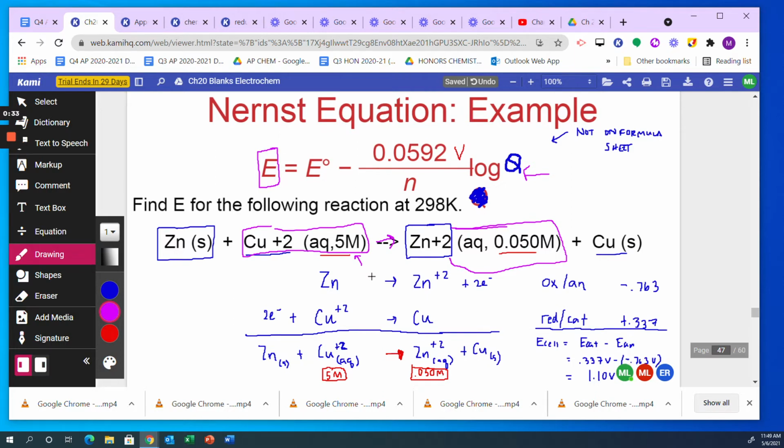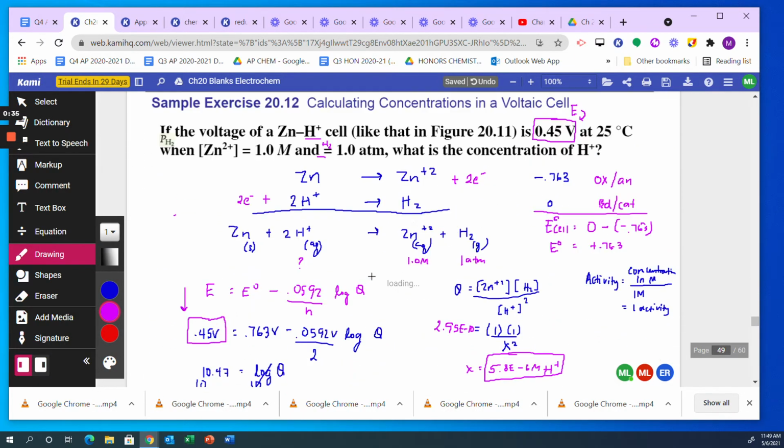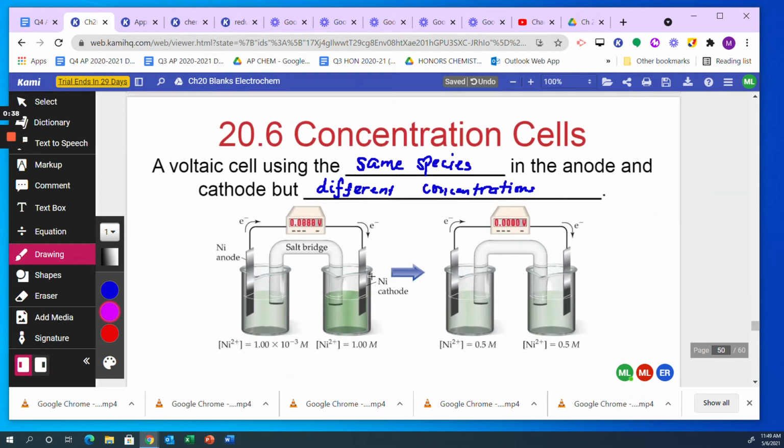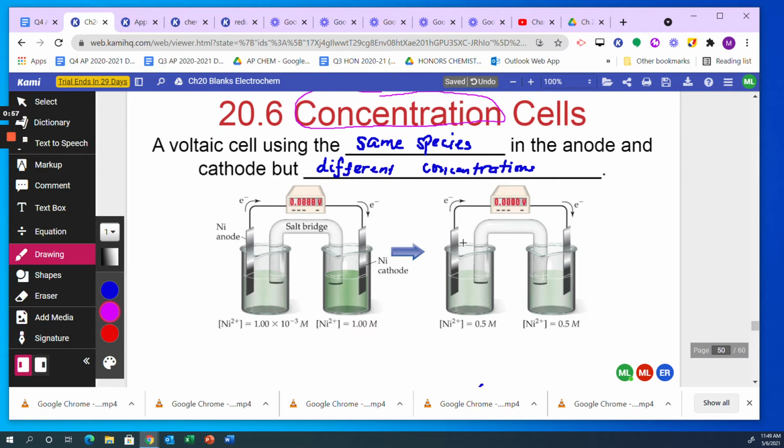Now we have something called a concentration cell, and that's what we will be covering today. In a concentration cell, they use concentration or molarity. Specifically, they use a lot of molarity in the reactants and very little in the products. But in the concentration cell, we have the same species. For example, looking at this solution right here, this is nickel plus 2, and this is also nickel plus 2. This solid is nickel solid, and this is also nickel solid. So as you can see, it's the same species.